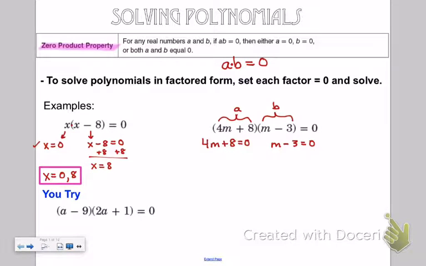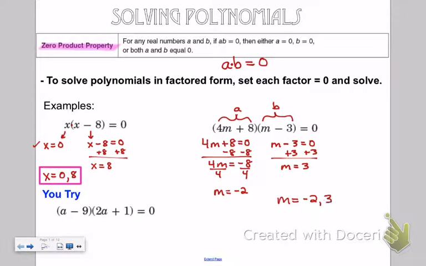Solve both of those. First one, I have to subtract 8, and then divide by 4. So I get m is equal to negative 2. My second one, all I have to do is add 3 to both sides in order to solve for m. I get m is equal to positive 3. Therefore, the solutions are negative 2 and 3. Most of these are going to have more than one solution. Go ahead and do the u-try.